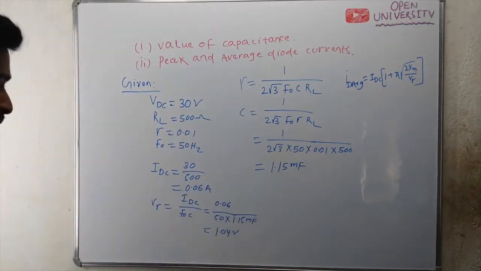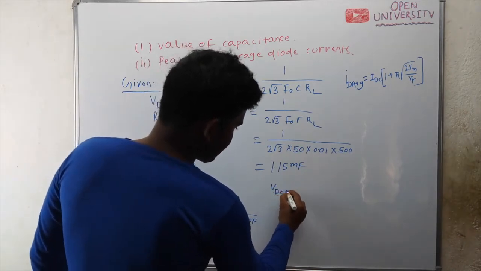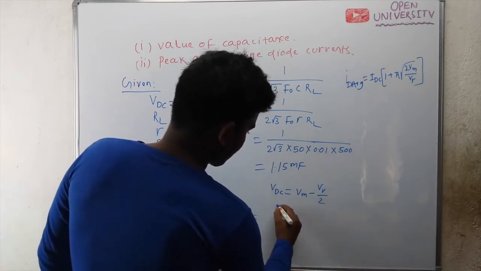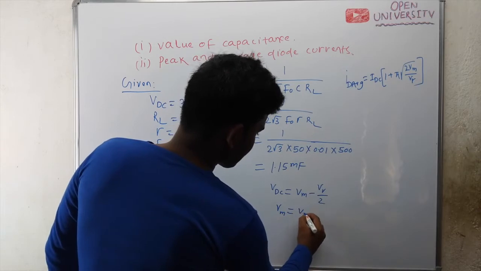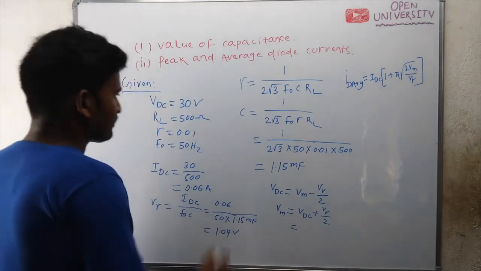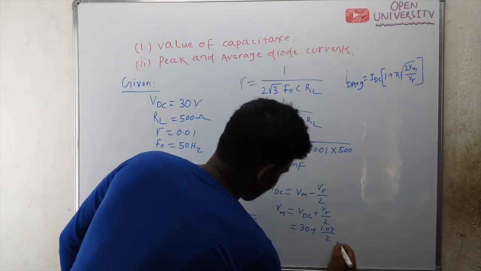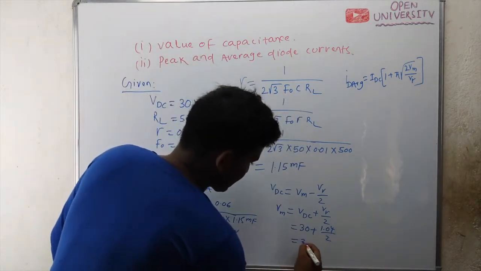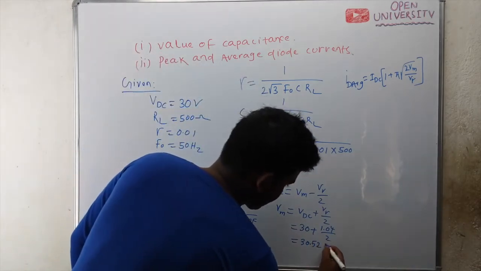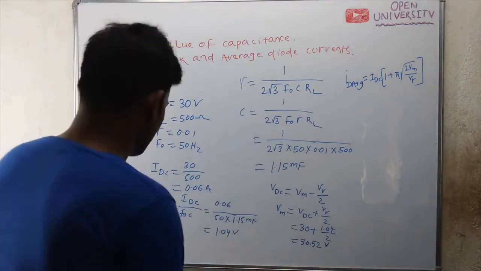This is your VR. My interest is to find Vm. VDC is Vm minus VR by 2. So Vm will be VDC plus VR by 2. VDC is 30, so 30 plus 1.04 by 2. It will be 30.52 volt. Your Vm is 30.52 volt.